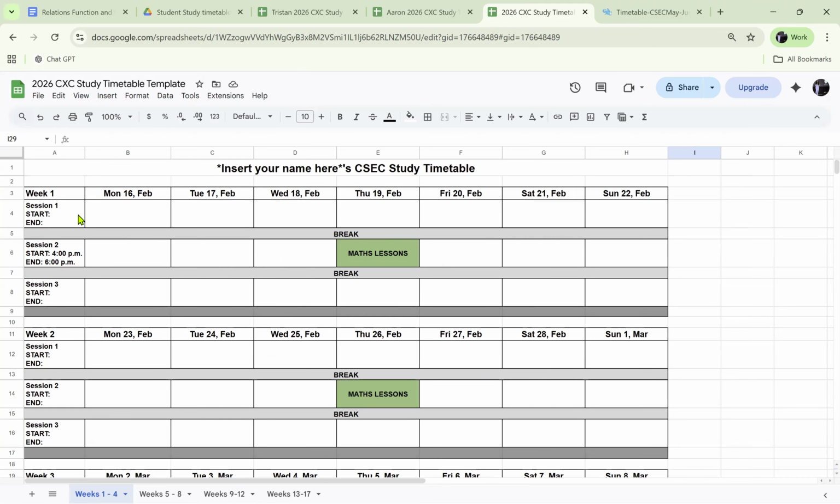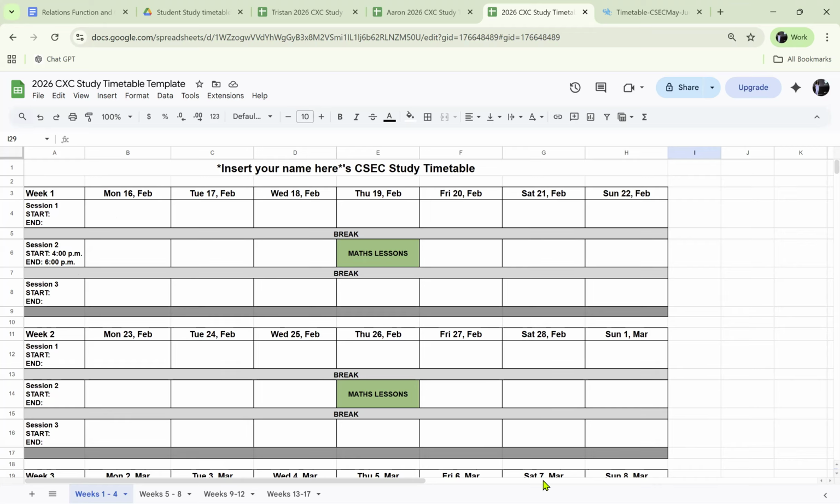So the days are divided into session one, session two, and session three. Right now, because you're in school, you would not have a session one because it's school. So it will just be blank probably, unless you're staying home some days, then you should do something, right? Session two is 4 to 6 p.m. And right now on Thursdays you do math. I don't know if you have other lessons, but you'll have to fill it in there for me.